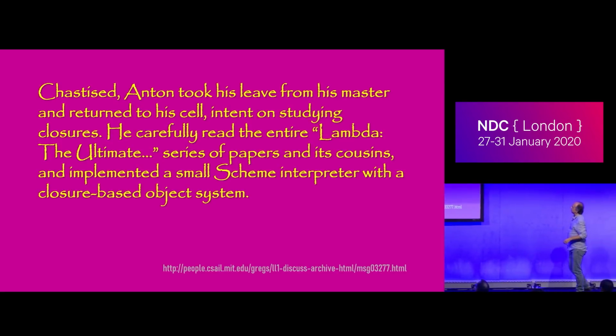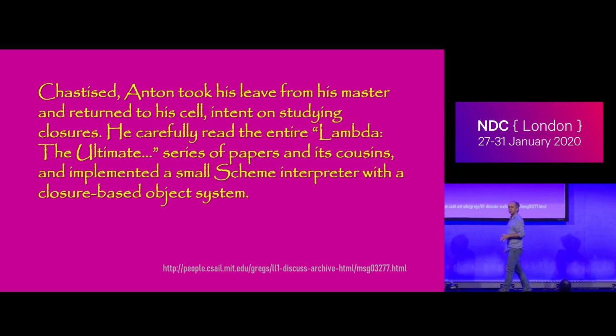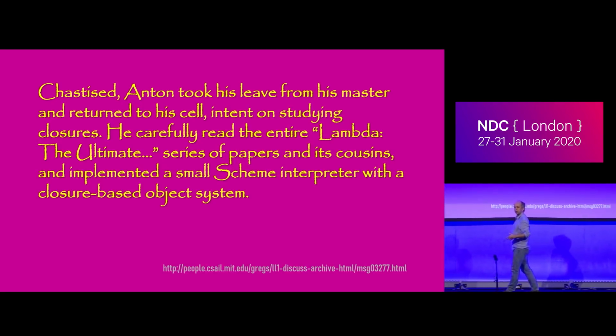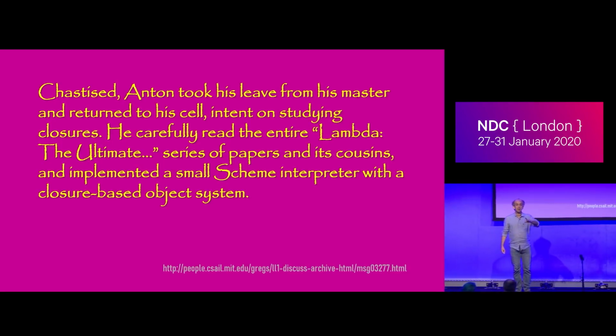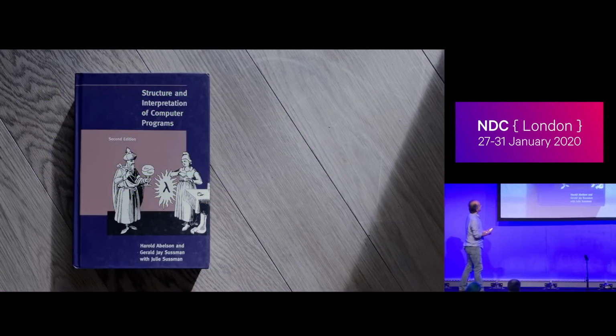Chastised, Anton took his leave from his master and returned to his cell, intent on studying closures. He carefully read the entire Lambda the Ultimate series. This is a series of papers by Guy Steele and colleagues that showed how powerful lambdas were, written primarily in the 1970s, but that name has been taken and is used for a site that's dedicated to functional programming, Lambda the Ultimate. A series of papers and its cousins, and implemented a small Scheme interpreter with a closure-based object system.